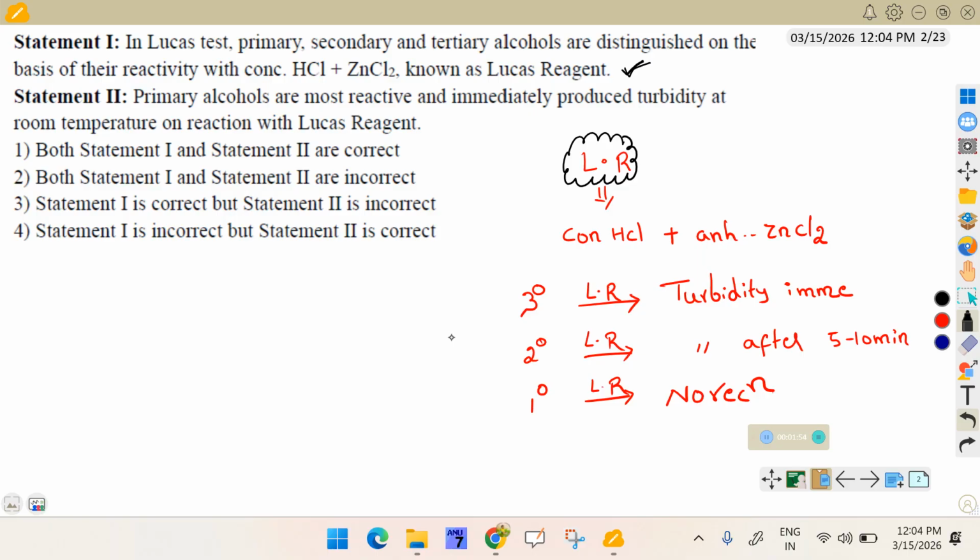Statement 2: Primary alcohols are most reactive and immediately produce turbidity at room temperature on reaction with Lucas reagent. The second statement is not correct. Why? Because 3 degree alcohols react with Lucas reagent and give turbidity immediately. If it is 1 degree alcohol, no reaction takes place, turbidity is not formed. So the correct answer is the third option.